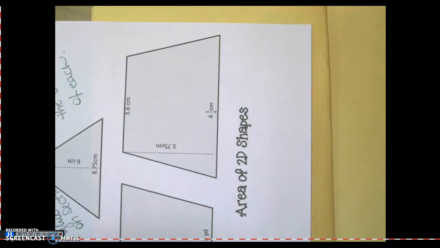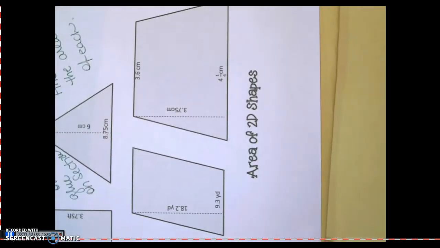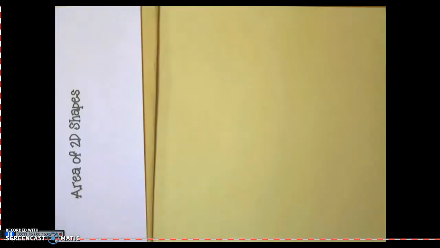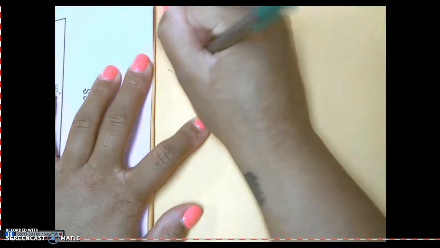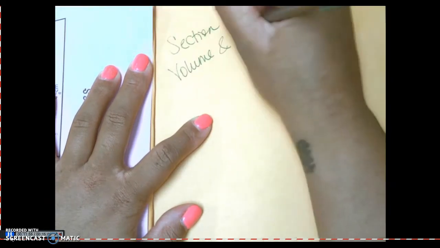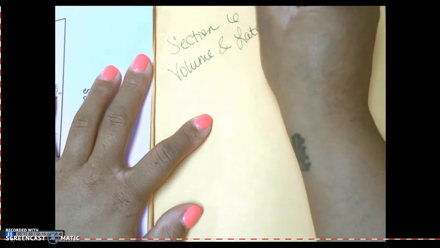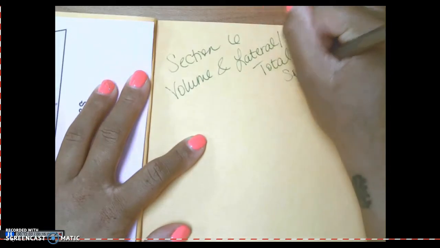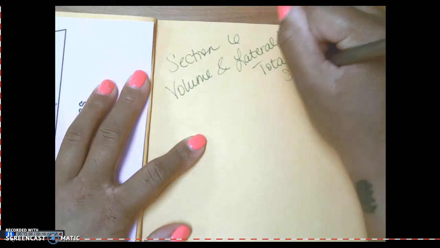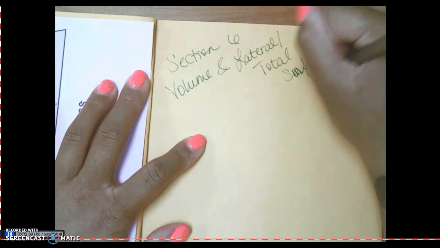Okay, 1, 2, 3, 4, 5. So your triangles right there. I want to find. And section 6. Volume and lateral / total surface area.